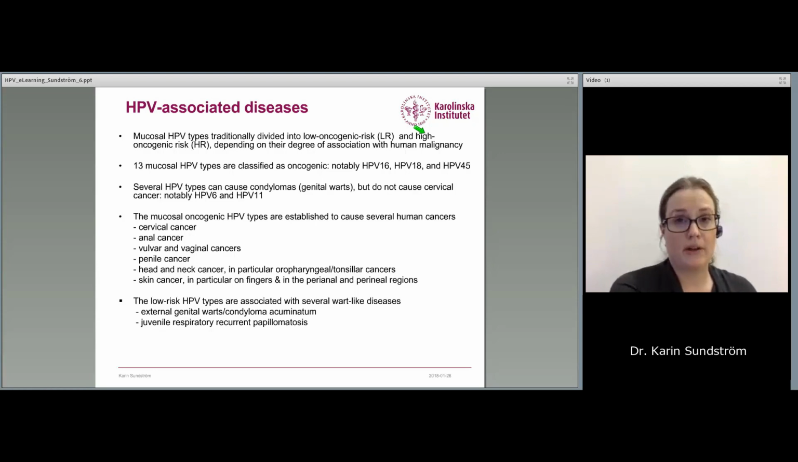I will, however, not cover skin cancer here, but I note at this point that it has been HPV-related to some extent. I will also go into two disease forms caused by low-risk HPV, and that is external genital warts, or condyloma acuminata, and JRRP, Juvenile Respiratory Recurrent Papillomatosis, which, as we will see, is a disease that affects children, and whereas benign, has a lot of morbidity.